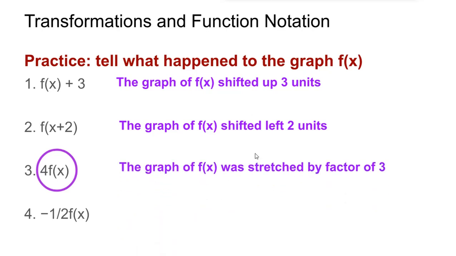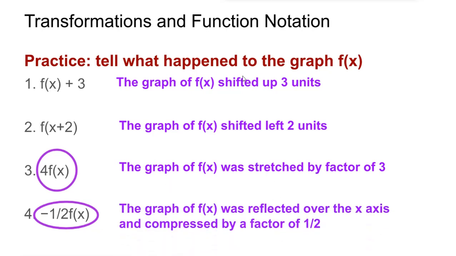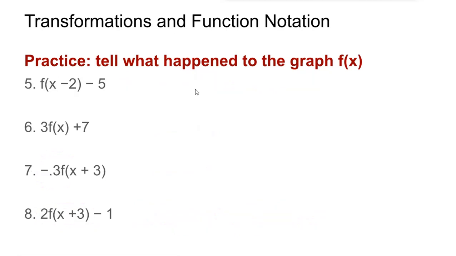And then hopefully you'll notice that we have multiplied the whole function by a negative number. That's going to cause it to reflect over the x-axis. And then the number itself is between 0 and 1. So then that's going to result in a compression. All right, awesome. In these, there's more than one thing happening.